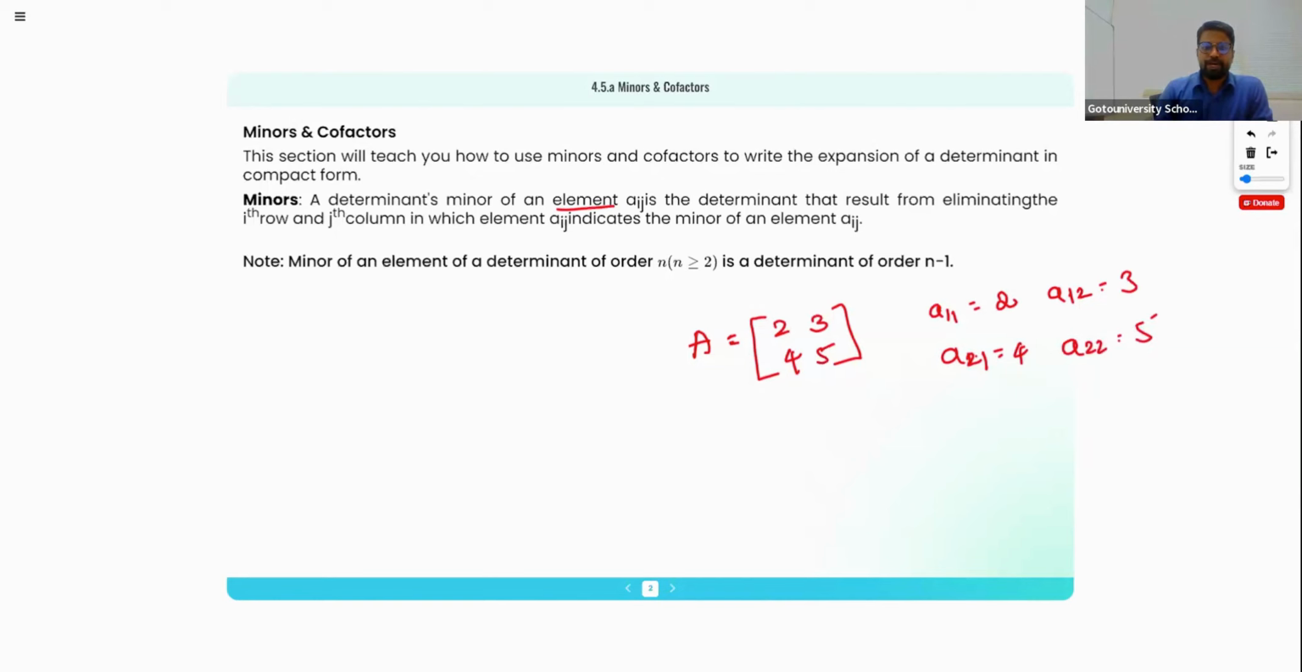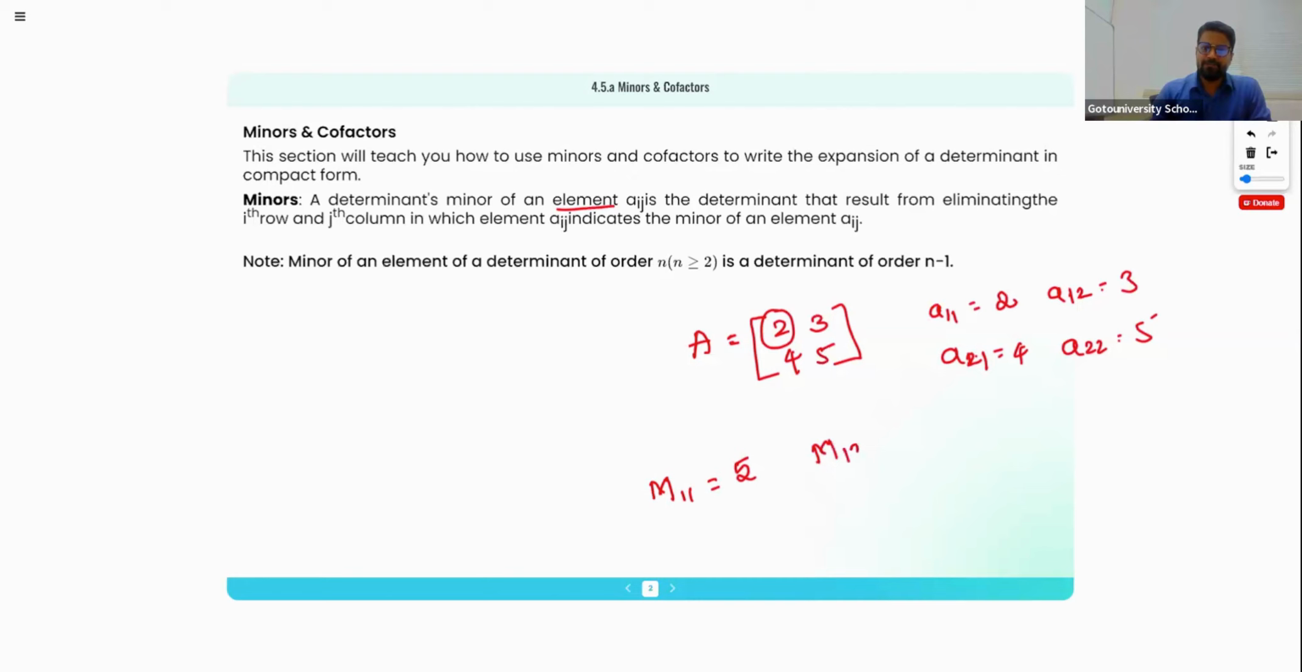So if I want to find the minor of A11, which is represented by M11, how do we get that? A11 is 2, right? You have to eliminate the row and the column in which that element is present, and the remaining matrix, whatever you get, you have to find the determinant of that. But when you remove the first row and first column, only one element is left, so that itself becomes the determinant of that. So that is the minor M11.